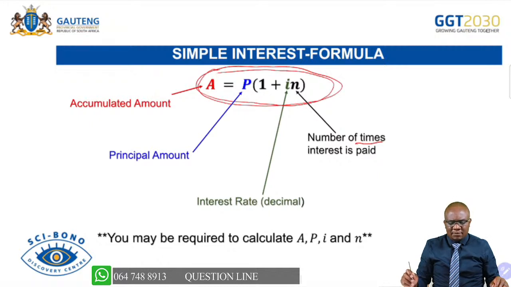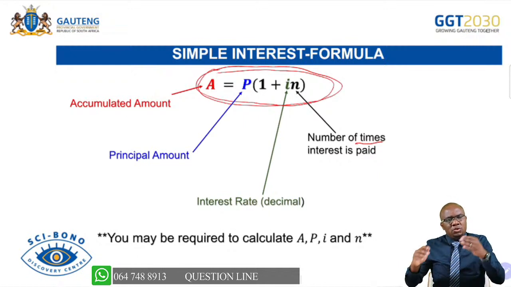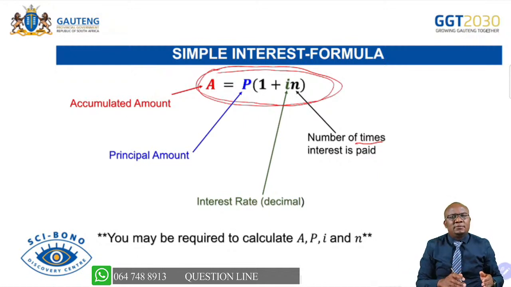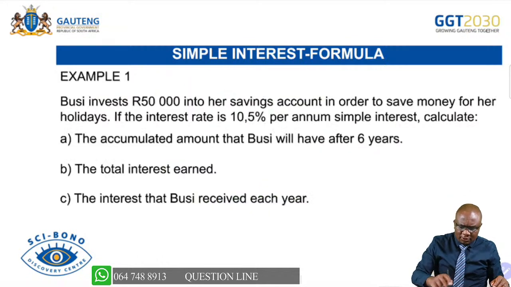IN means I times N. Then close bracket. You have your formula now. That's the first thing you do in financial mathematics. Take the formula from the formula sheet, you write it down. Every time, that's the first step. Write the formula, then substitute correctly. Right, now, you have the formula now.